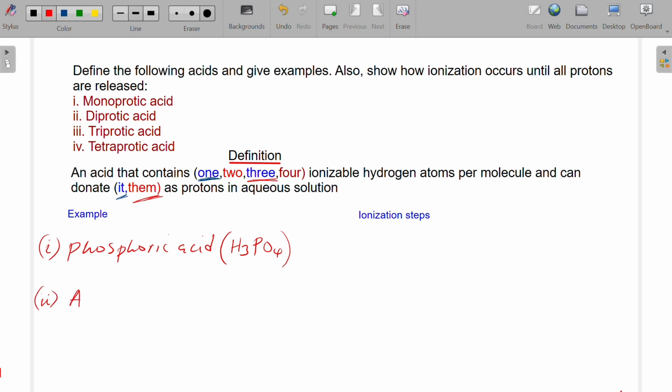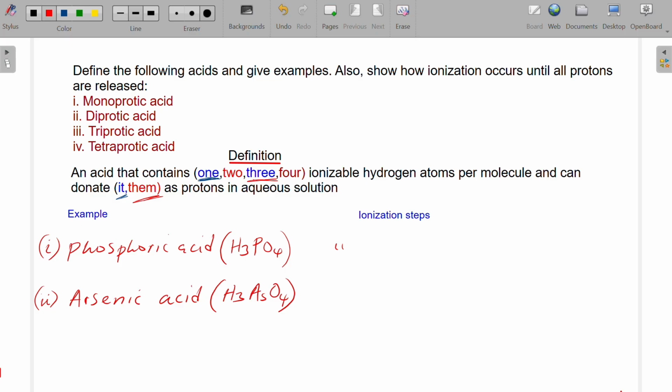And then the second one we're going to use is arsenic acid. So we have arsenic acid. And arsenic acid looks like this: H3AsO4, As for arsenic. So these are the two examples we're going to give for a triprotic acid. On the other side, since we have 3 hydrogens, it means our ionization steps until all the hydrogens are used will be 3 as well. So let's start with the first one.